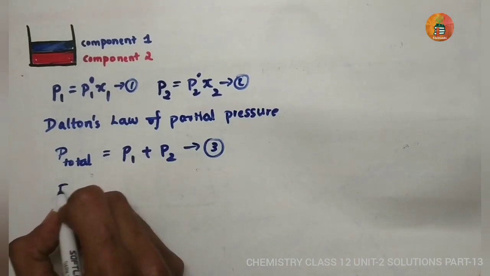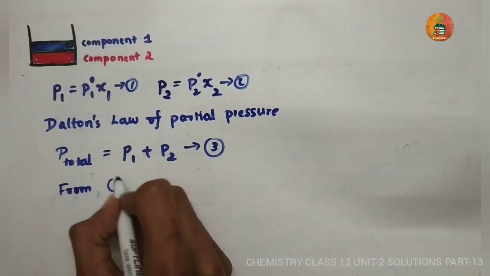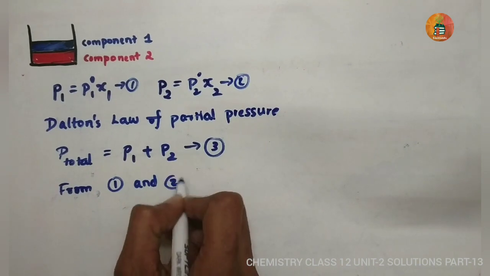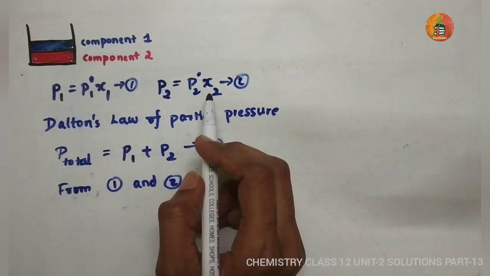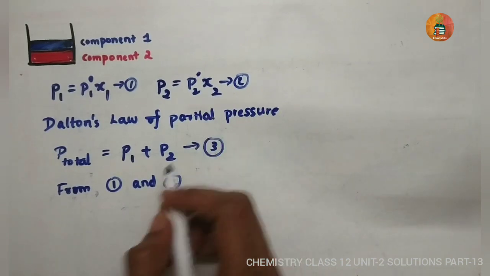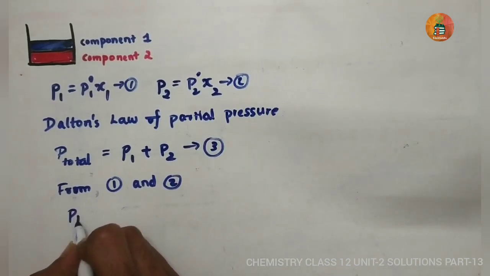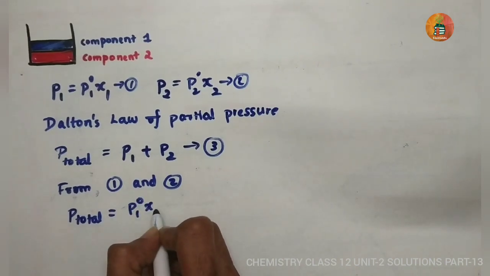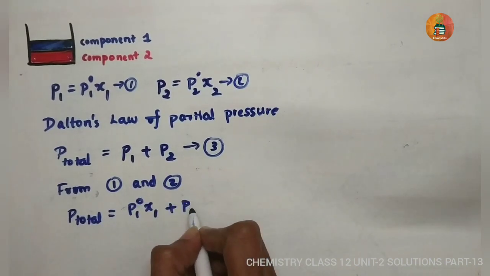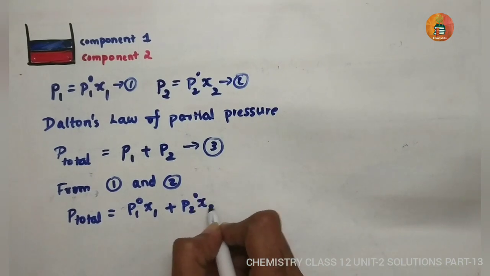Now from 1 and 2, what can we conclude? From 1 and 2 we can write, in the place of P1 you can put P1 naught into x1, and in the place of P2 you can put P2 naught into x2. So you will get P total is equal to P1 naught into x1 plus P2 naught into x2.